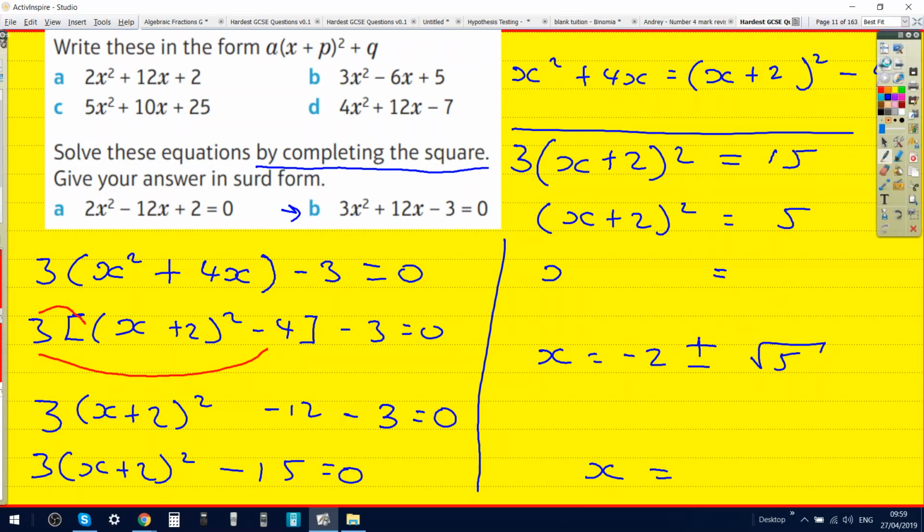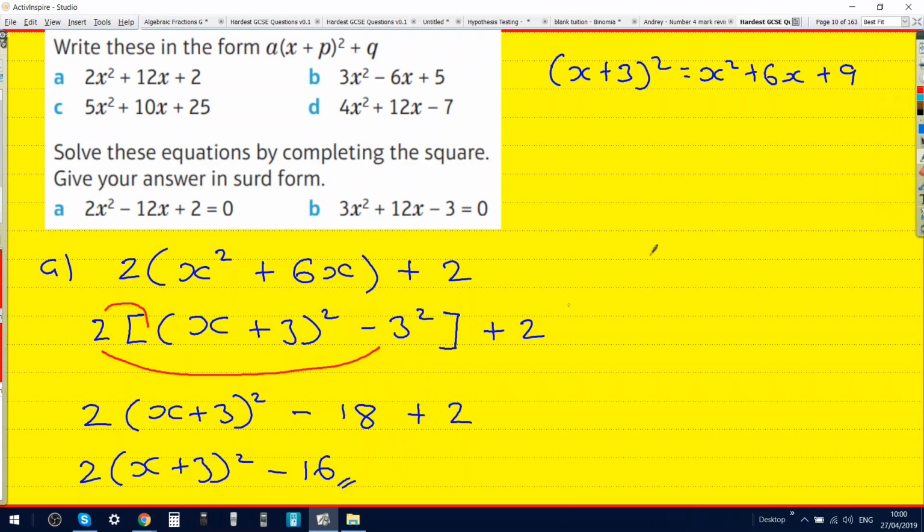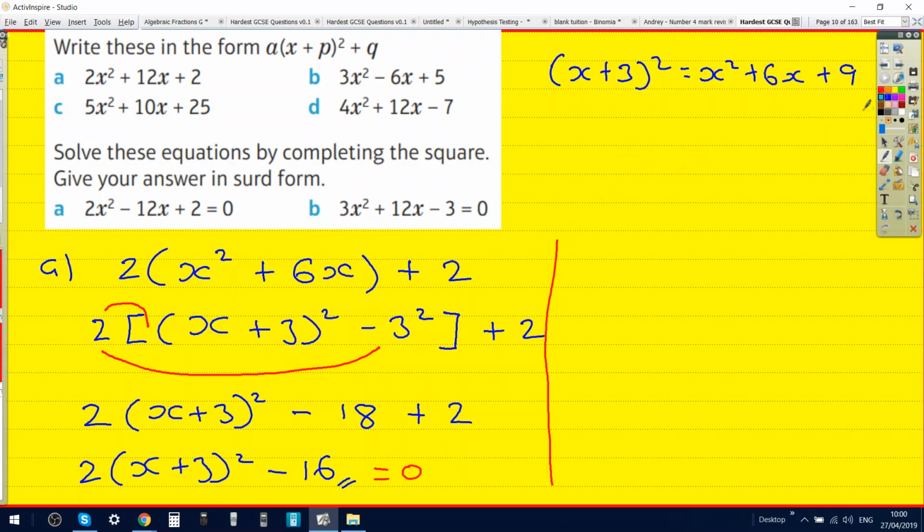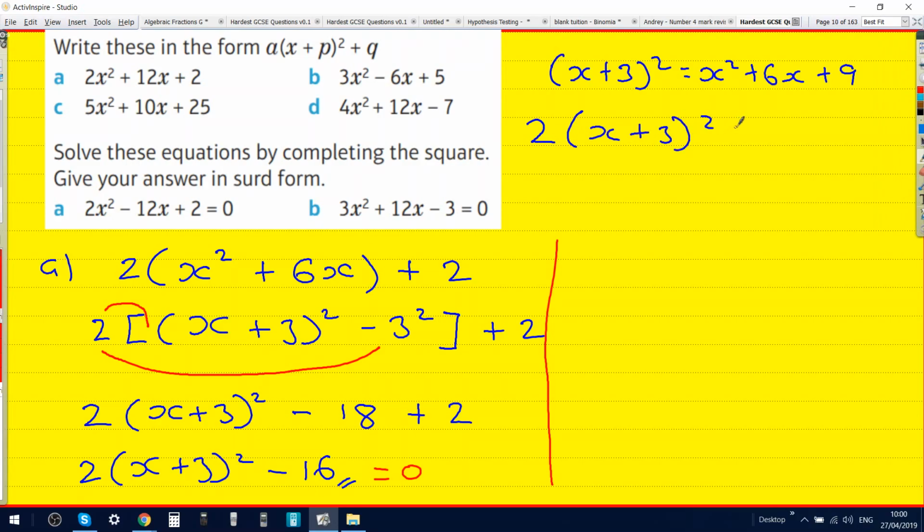Yep. And if we just quickly take a look at this previous one, what if this one had been equal to 0? We would make it equal to 16. And then we would divide by 2. And then square root and then minus 3. Yes. So what answer would you get for it, as an exact answer? When you square root both sides, what do you get? 2 root 2.